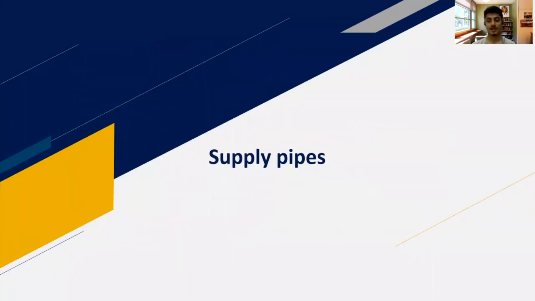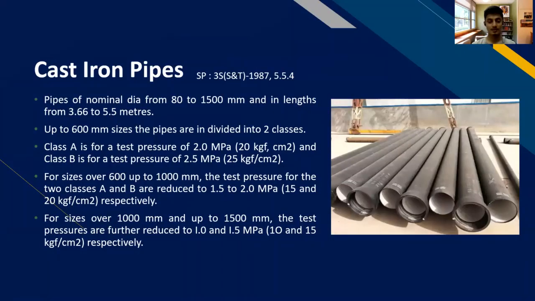So first, supply pipes. The first type we'll discuss is cast iron pipes. These pipes range in dia from 80 to 1500 mm, and they come in lengths from 3.6 to 5.5 meters. Up to 600 mm sizes, these pipes are divided into two classes. The classes are formed according to the test pressure they undergo.